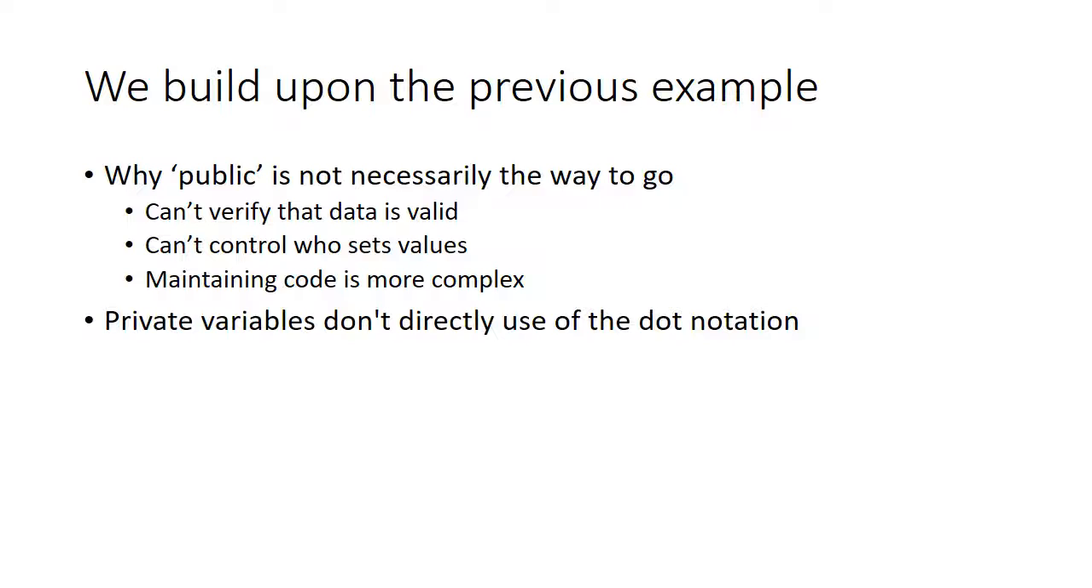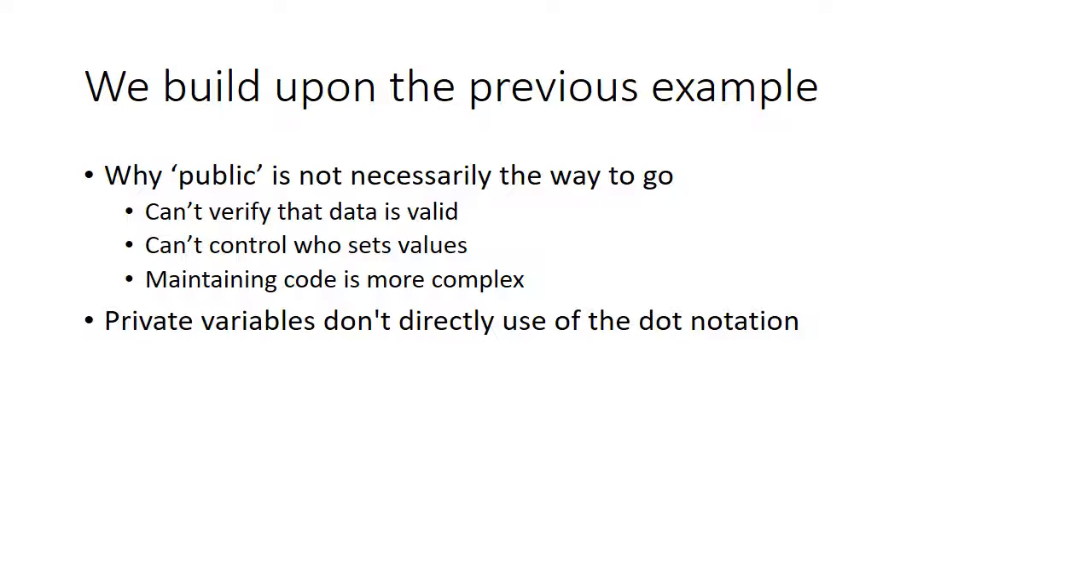Building upon the previous example of a grocery list, we're going to show you why public with the variables is not necessarily the way to go. You see, when you have public variables, you can't control who sets the values. You also can't verify that the data is valid as somebody enters it. And then maintaining the code can be more complex, although I'll leave that particular point to the book to explain.